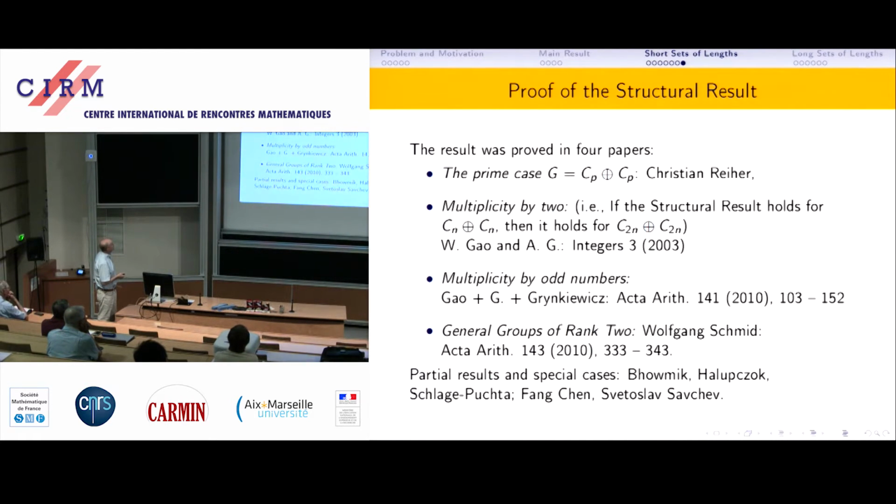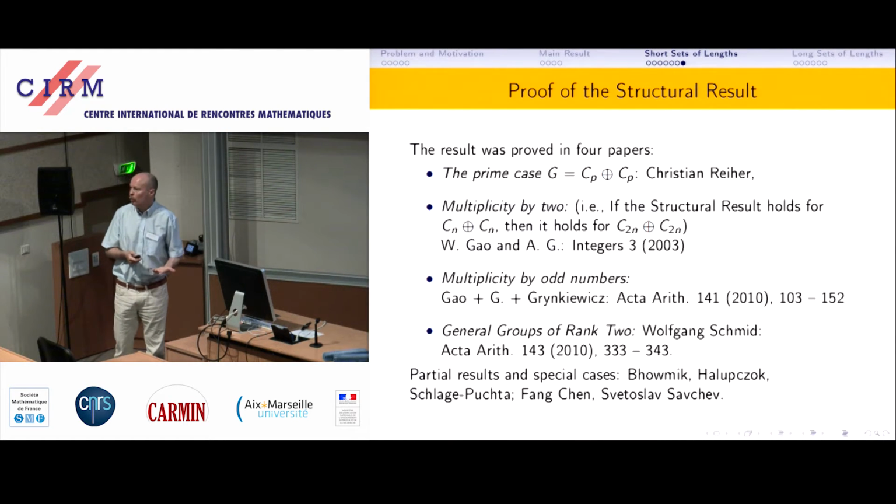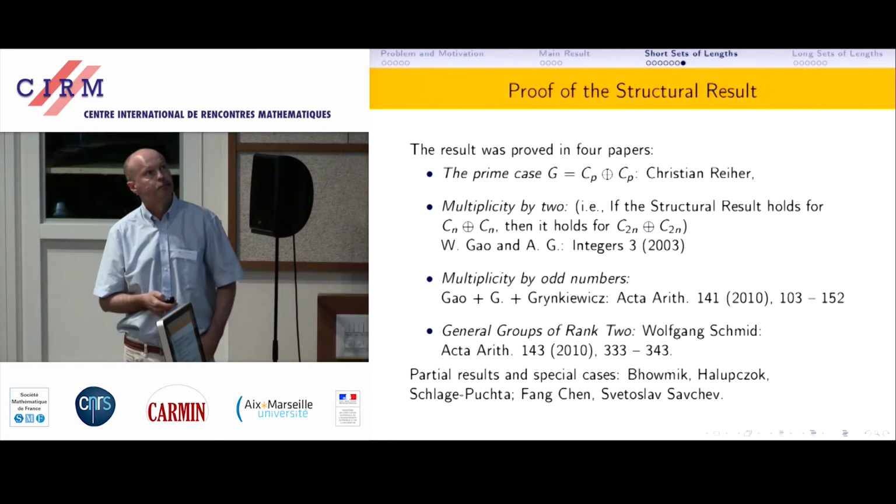This has been done by several authors. The prime number case was settled by Christian Reyer. Multiplicity results for the group Cn by Cn were done by Gao, David Krynkiewicz, and myself, and the general case has been finished by Wolfgang Schmidt. And this is a main ingredient in order to prove the characterization result for rank 2 groups.